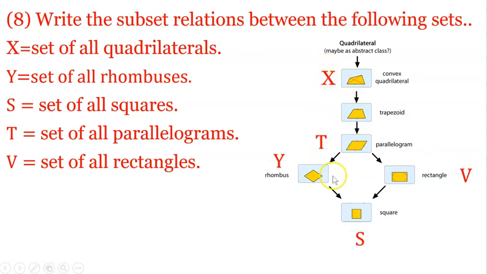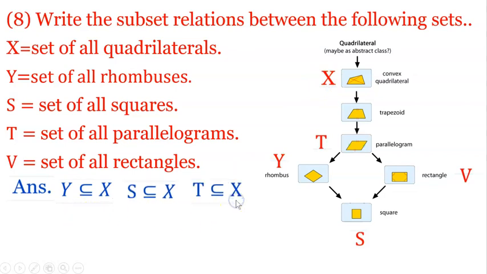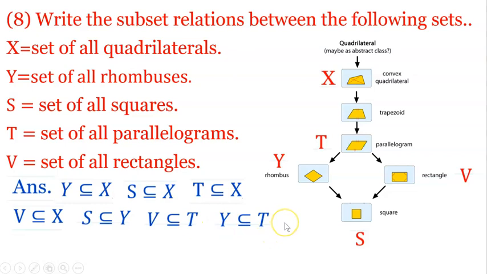In this way, it means every square is a rhombus, every square is a rectangle. Next, every square is a quadrilateral. This is how you can write it. Now see this one by one. Y is a subset of X, S is a subset of X, T is a subset of X, V is a subset of X, S is a subset of Y, V is a subset of T, Y is a subset of T. Okay. You can write it this way. S is a subset of V. Okay.